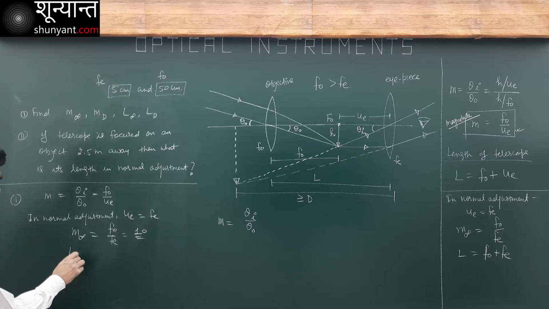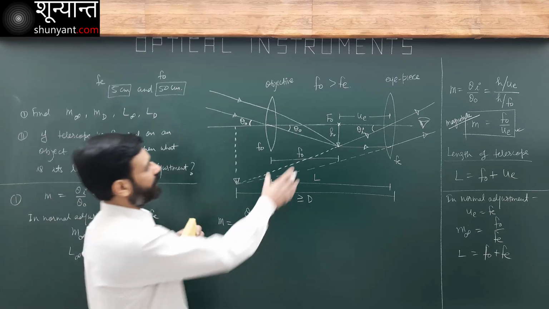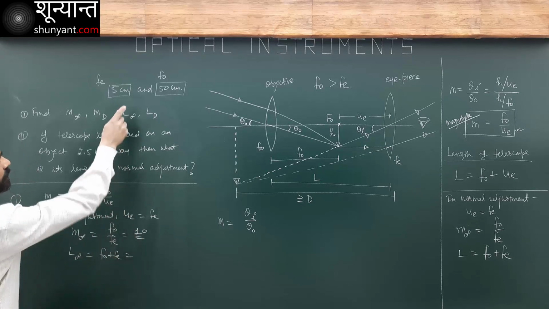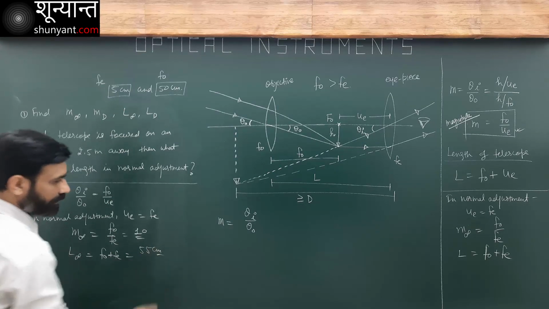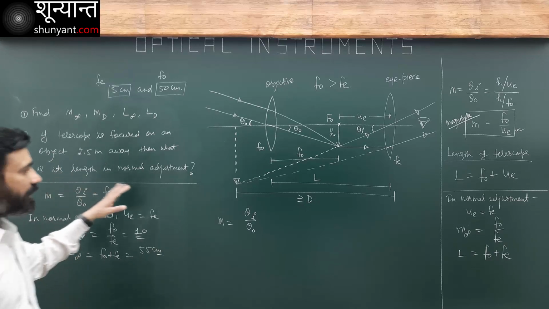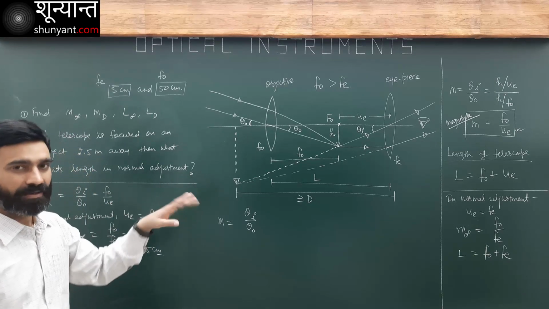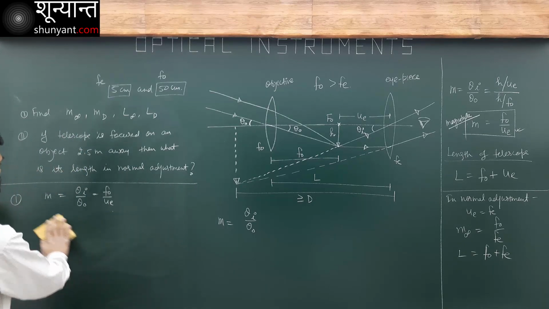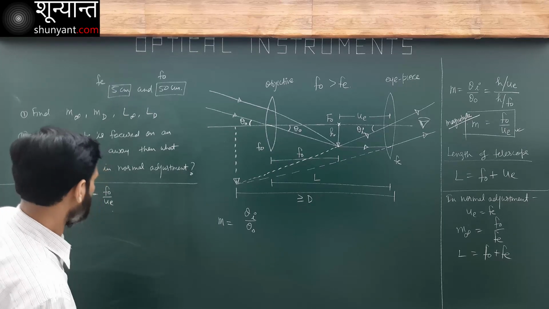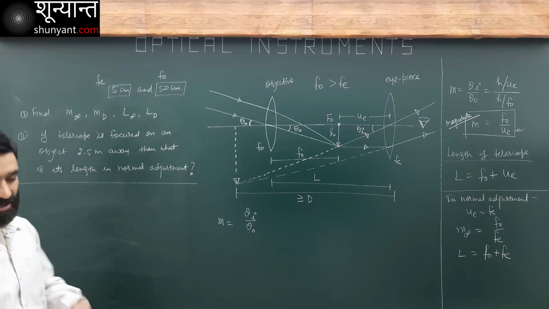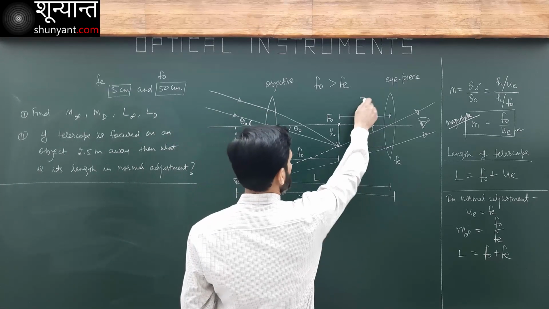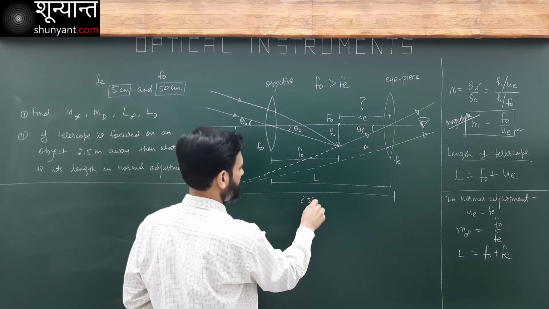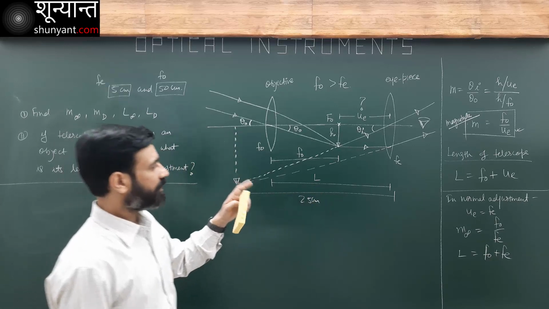And what will be the length? The length will be simply equal to FO plus FE. That's it. FO plus FE is equal to 55 centimeter. In normal adjustment, we can directly find the answer. Not much calculation. Now, in case of near point adjustment, I will actually have to find this value here such that the final image is formed at 25 centimeter. Now look at the sign convention.